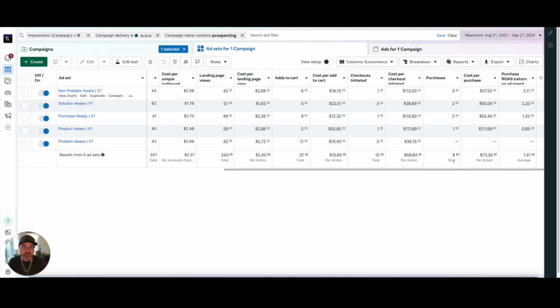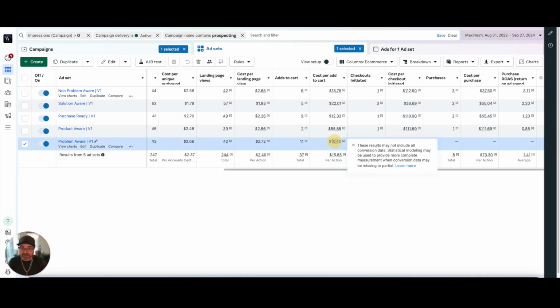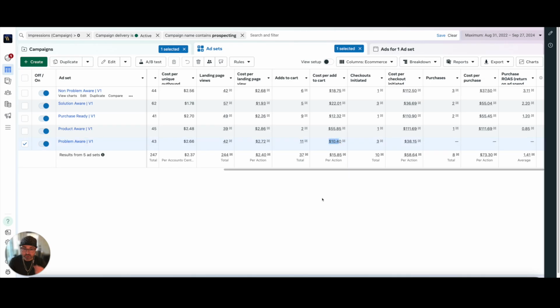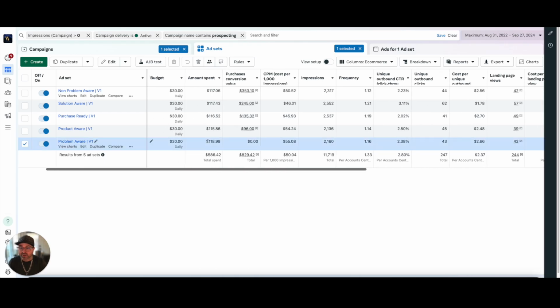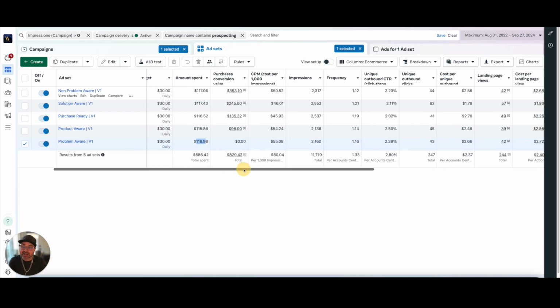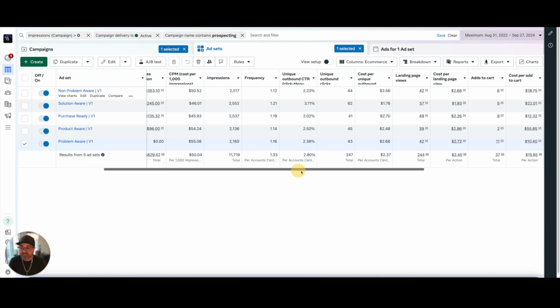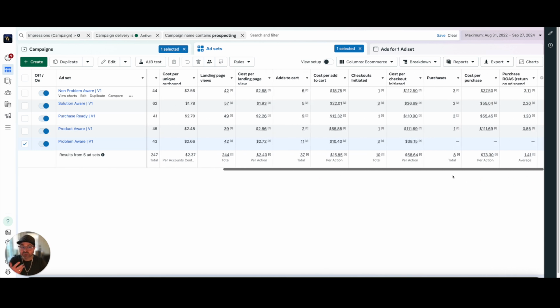So what we're going to do is start by looking at the bottom. You can see we've had a lot of add to carts, $10 add to carts. So people are starting to check out, but they're not completing their checkout. But if we look at the total spend, it's only spent a total of $118 so far for this specific ad. So to get to 3 times our CPA, we're going to have to let it spend to $150.